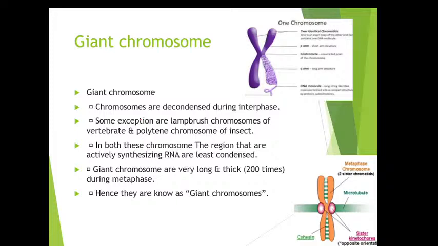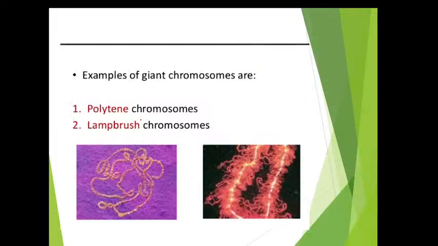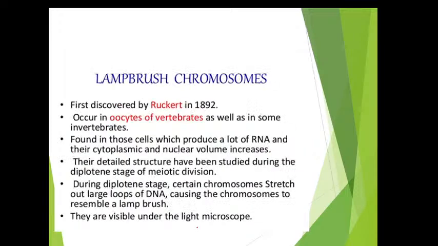Now, the giant chromosome is of two types: the polytene chromosome and the lampbrush chromosome. These are the lampbrush chromosomes, and this is the polytene chromosome. We'll look into one by one what a lampbrush chromosome is and what a polytene chromosome is. The first one is the lampbrush chromosome.